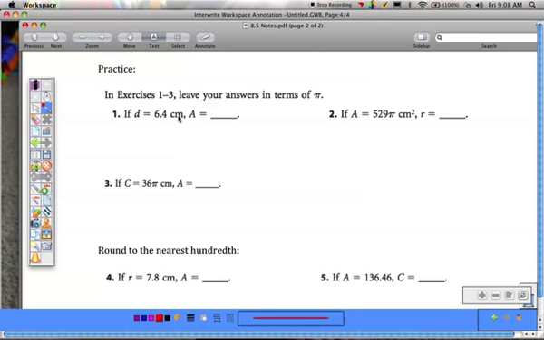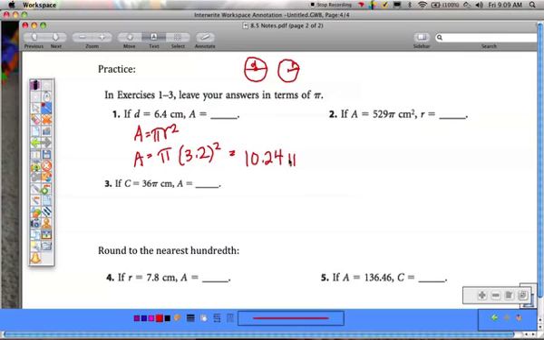So here, if the diameter is 6.4 centimeters, find the area. Well, review: diameter is the distance through the middle of the circle. So there's the diameter. The radius, which we need for the formula, is half of that. So area equals pi r squared. If the diameter is 6.4, the radius is half of that, or 3.2. So we have pi times 3.2 squared. If we type in 3.2 squared, we get 10.24, and usually they put the pi after the number. So in terms of pi, we're not multiplying by the 3.14 decimal. We'll leave it 10.24 pi.